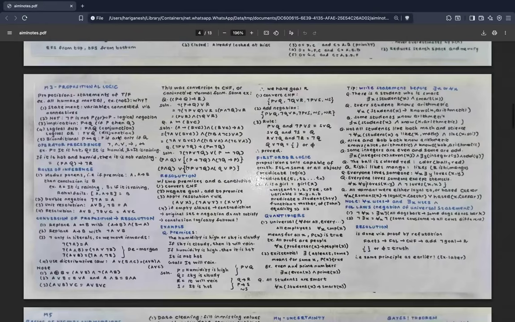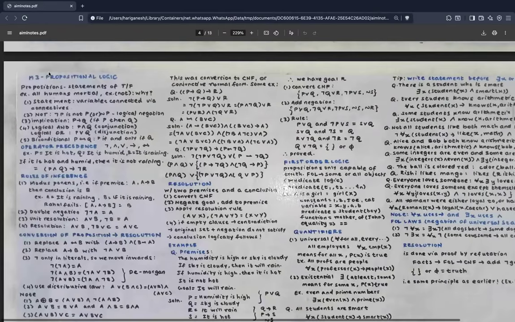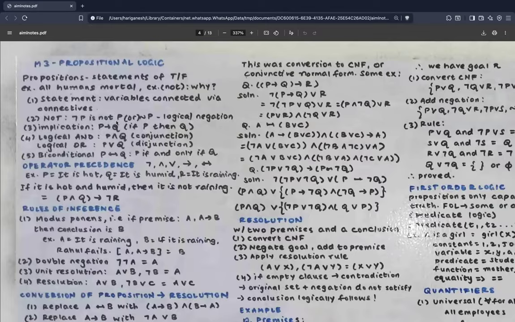The next thing we look at is propositional logic, which is module 3. A bunch of definitions. Statements that are true or false are propositions. Statements are variables connected by connectives. Not is negation. Implication is P arrow Q, which means if P then Q. Logical and, logical or. Biconditional is P double arrow Q, P if and only if Q.